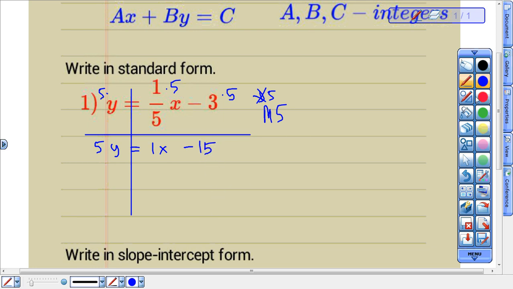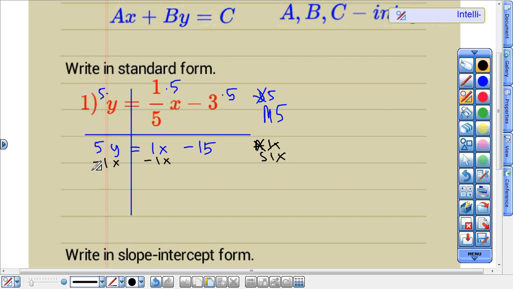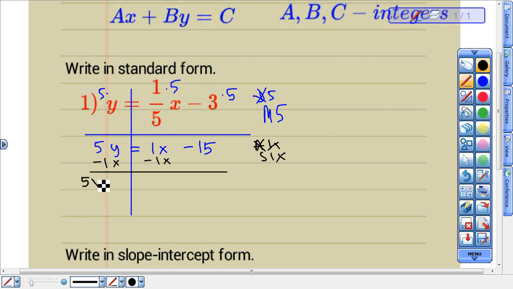And now we're going to move x and y together. So we have here add 1x, inverse operation, subtract 1x. Obviously we don't have to write the coefficient 1, but we are writing it just for the sake of this example. 5y minus 1x equals negative 15.